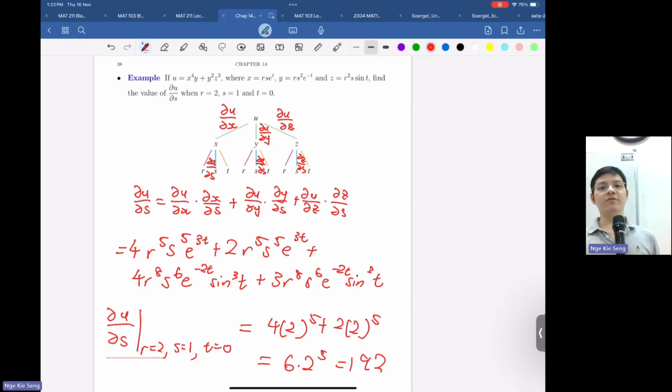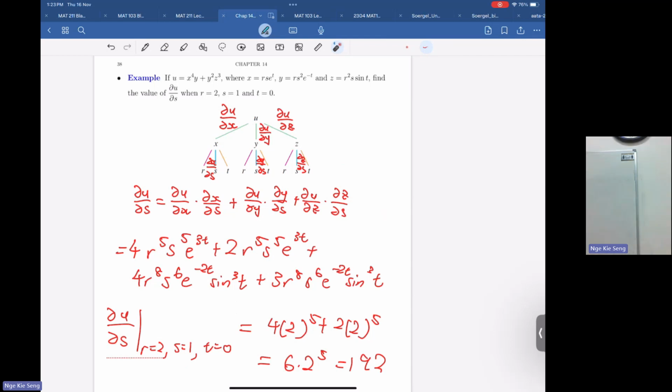Okay, so let's say I ask you to find del u over del t at the same point. What do you do? Use the chain rule. Change del s to del t. So meaning you pick a different path, right? A different set of 3 paths.